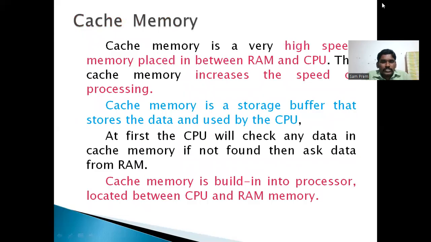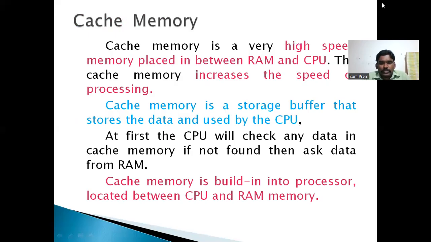And then the first one is cache memory. Cache memory is a very high speed memory, so we can access the data in the cache memory very fast. It is placed between the RAM and CPU. The cache memory increases the speed of processing.